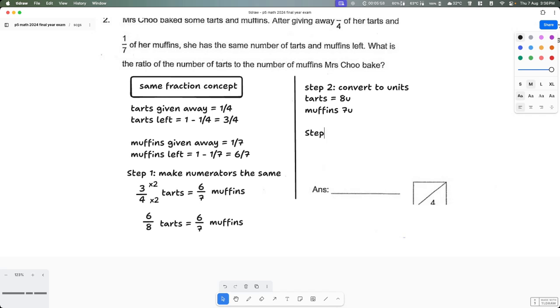Step 3, solve. In this case, we want tarts to muffins. Tarts is 8, and muffins is 7. So the answer is 8 to 7. There you go. Okay, let's move on to the next question.